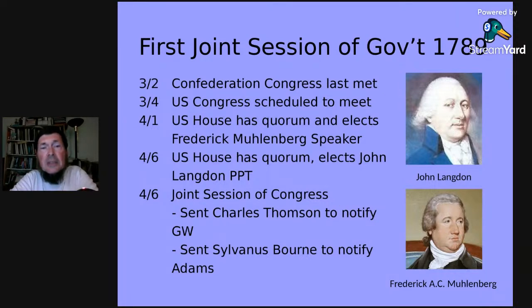On April the 1st, the House had a quorum and they elected Frederick Muhlenberg to be the first speaker. The Senate finally had a quorum on the 6th, and they elected John Langdon to be president pro tem. And as soon as they did that, the House came over and they read the returns of the presidential electors of the states. And they declared George Washington to be elected president, John Adams to be elected vice president.